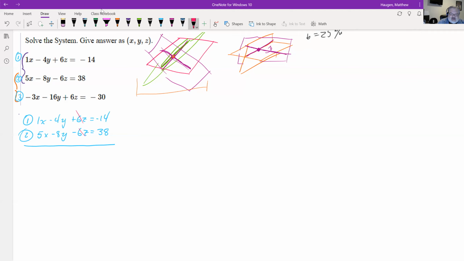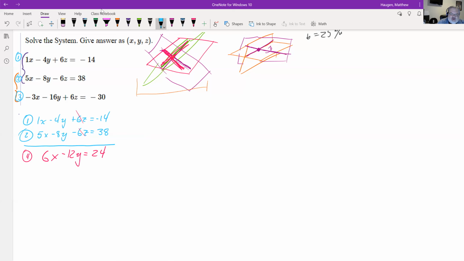And when we add them together, we get 6x minus 12y equals 24. And this now fourth equation is an equation of a line. It's in two variables. So we've gone from planes to a line. Well, great. That was our first goal. We essentially built one of these lines of intersection. So then we're going to take two other planes and make the other line of intersection.